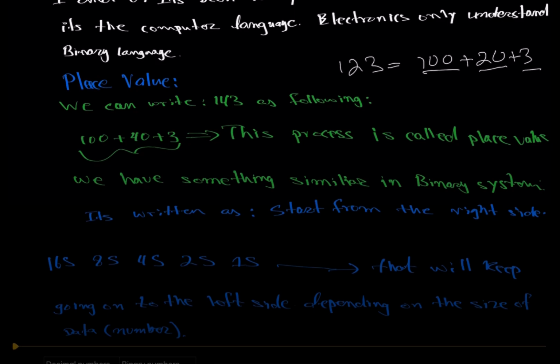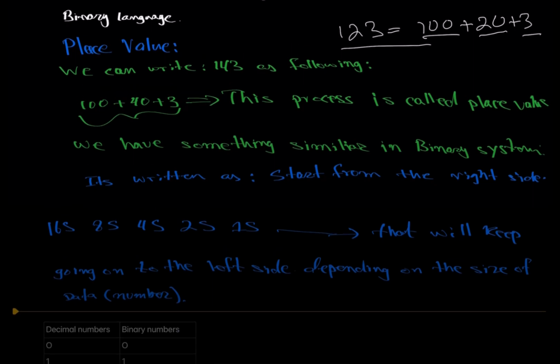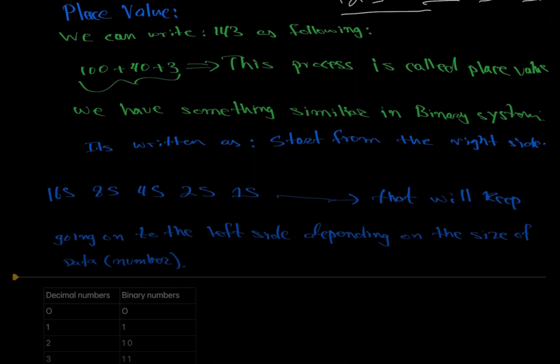This is useful in the next couple of sessions, because we will be talking about conversion between binary and decimals. So it'll be good to understand this process. It's called place value because you place every value. For example, 123 has three different parts, like 100, 20, and 3. You can place them separately. That's called place value.